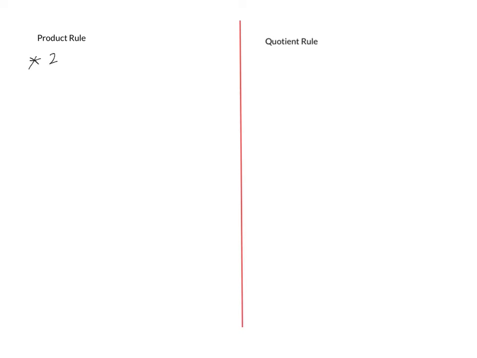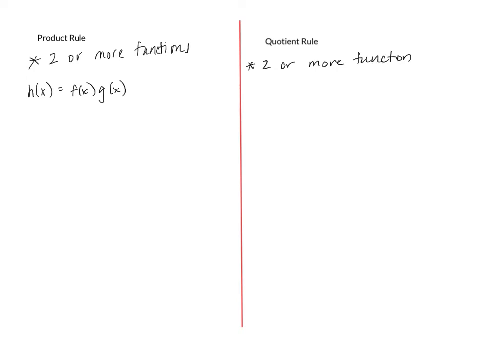two or more functions multiplied together. And we say that it is like we say h of x is equal to f of x times g of x. And the quotient rule is for two or more functions being divided. Keep in mind that the product rule is often applied to like 3 or 4 functions, although there's other tricks to getting yourself out of a lot of them.